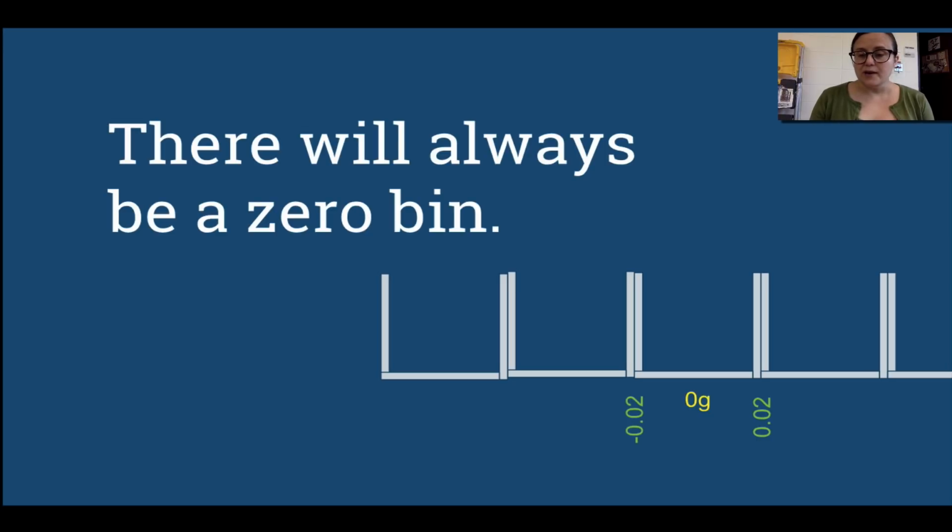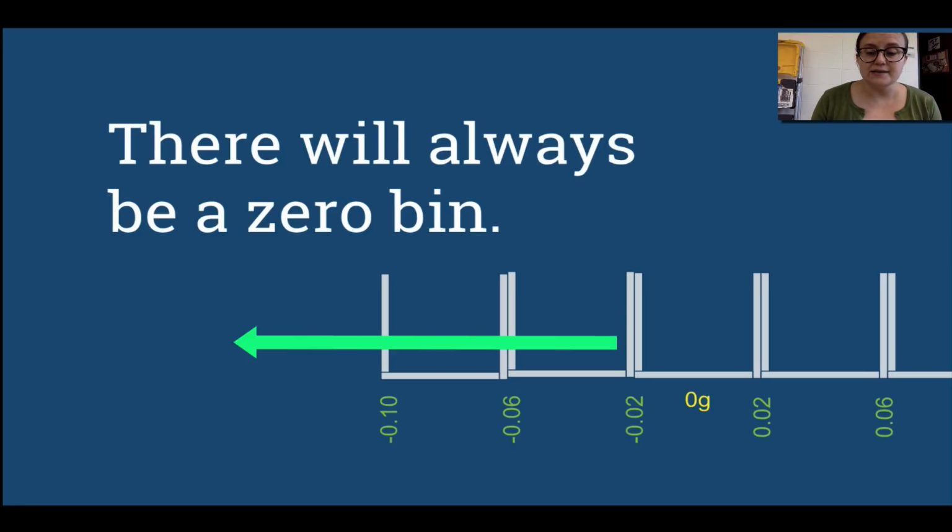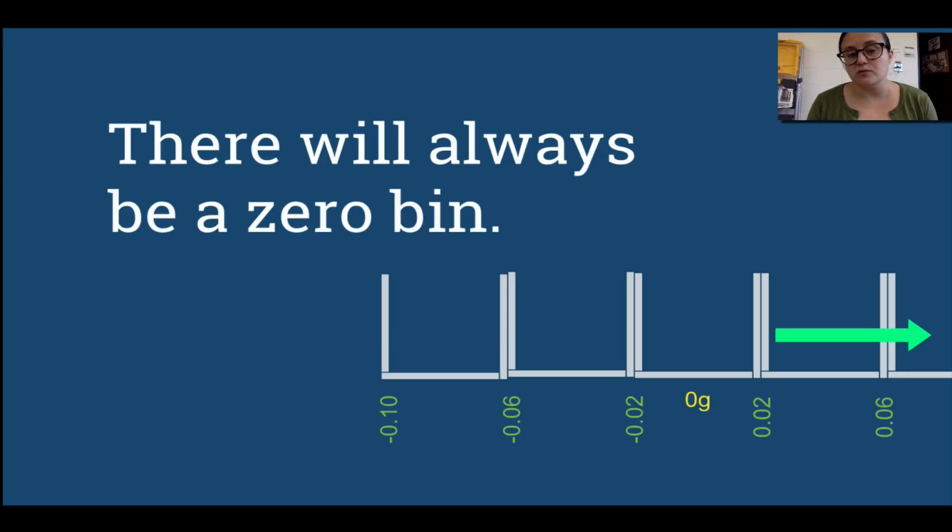So if I'm going to make the rest of my bins, my next one up is positive 0.06 grams. My next one down is negative 0.06 grams. And then my next one up would be positive 0.10 grams, and my next one down would be negative 0.10 grams. So any losses in mass would go to the left of the zero. Any gains in mass would go to the right of the zero bin.